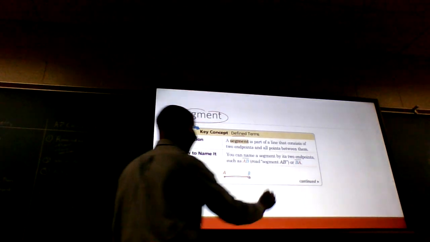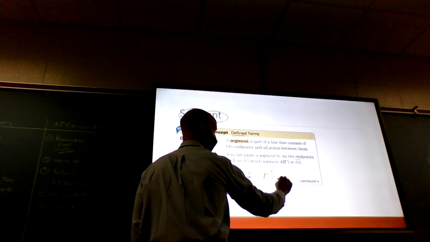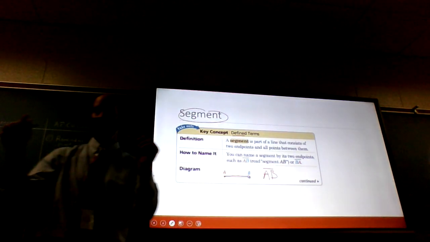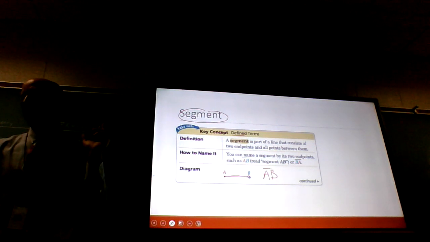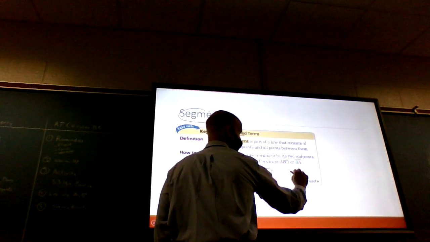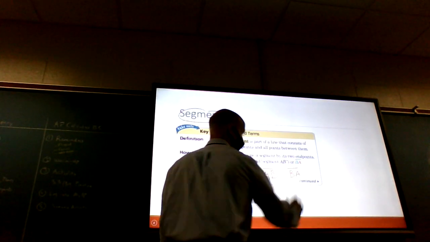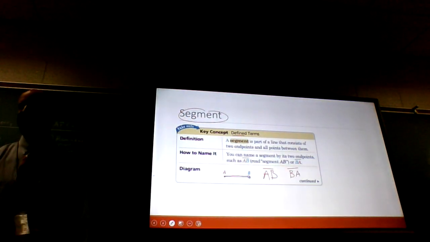How we write that is we would call it segment AB. And then instead of putting arrows on the top, we just leave the arrows off. That's a segment. Could we call it segment BA? Sure can.